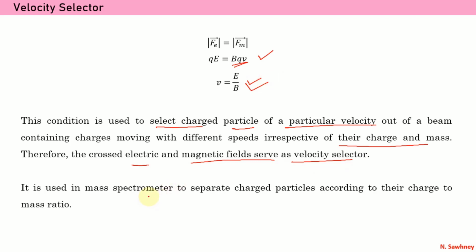It is used in mass spectrometer to separate the charged particles according to their charge to mass ratio. Also, this method was used by J.J. Thomson in 1897 to measure the charge to mass ratio of an electron.